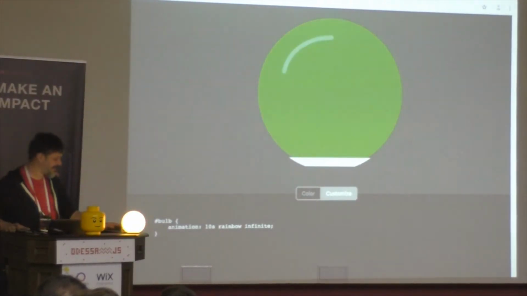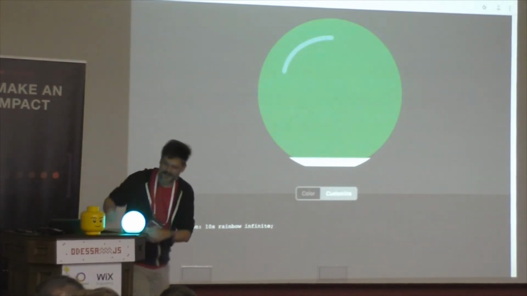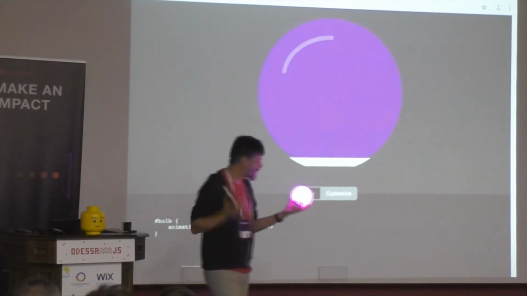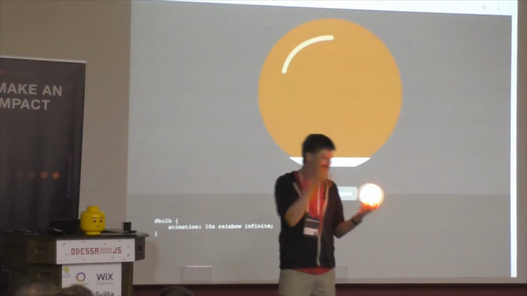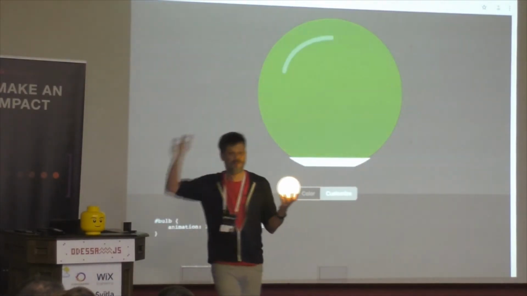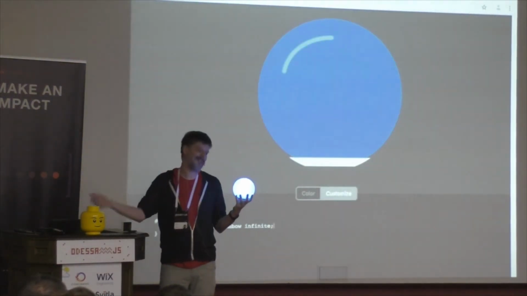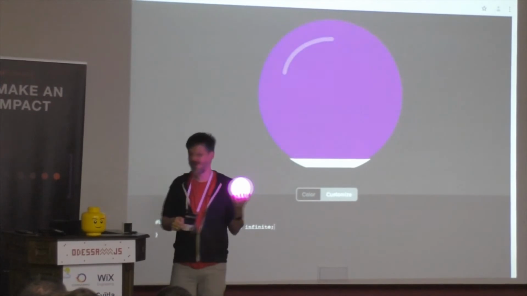So this is what sold me on this technology. This is just cool. Now, of course, I'm cheating because it isn't really running on the light bulb. It's running in the browser. And it's sending the colors that the browser calculates over Bluetooth to the device. But it's still pretty fun.